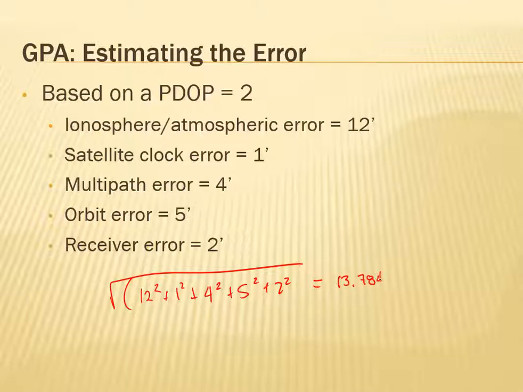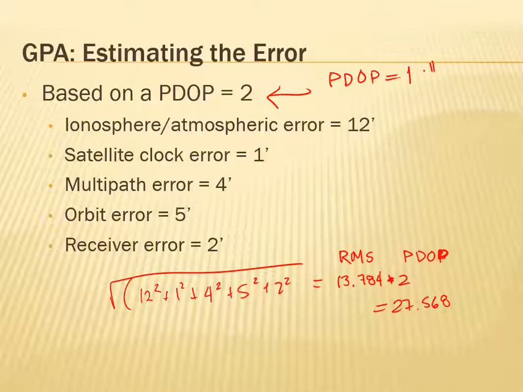13.784. And then you're actually going to multiply this. So this is called the RMS, root mean square, and then times the PDOP, which in this case is 2, which gives me 27.568, and depending on what you're surveying, you would know what number would be acceptable. But it's actually easier to figure out that when the PDOP is 1, it's as good as it's going to get. It's kind of like at its best.